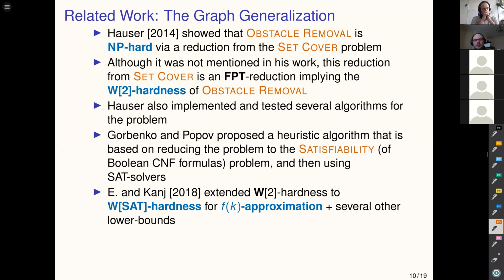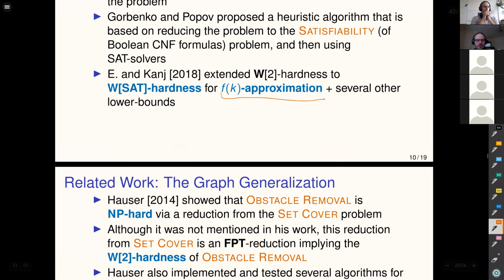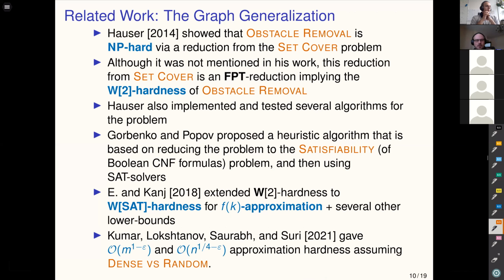And with EAD, we actually extended this W hardness much higher in the W hierarchy, to W SAT hardness, and not only for the exact algorithm, but also for any f of K approximation. And finally, in the same SODA paper, Kumar et al. gave very high approximation lower bounds. This is the lower bound on the approximation ratio, where M is the number of colors and N is the number of vertices of the graph. This is under the dense versus random conjecture, which I actually didn't check what the conjecture states, but they gave these lower bounds.